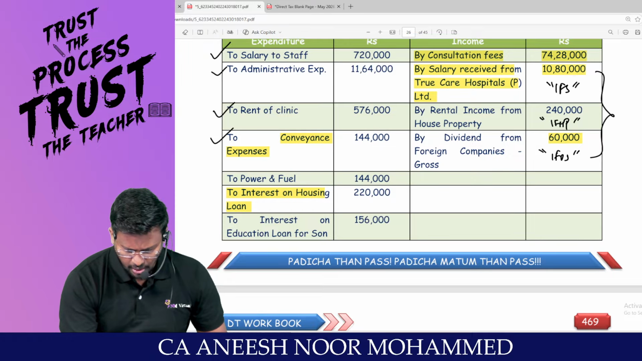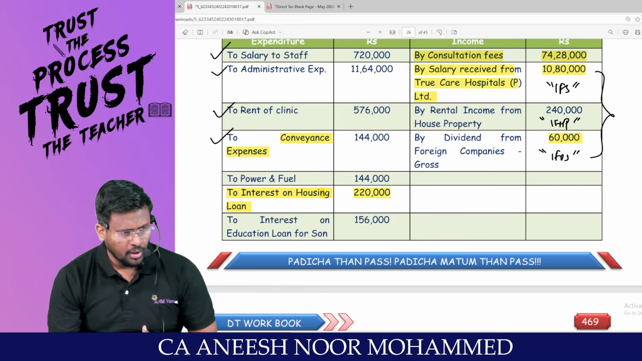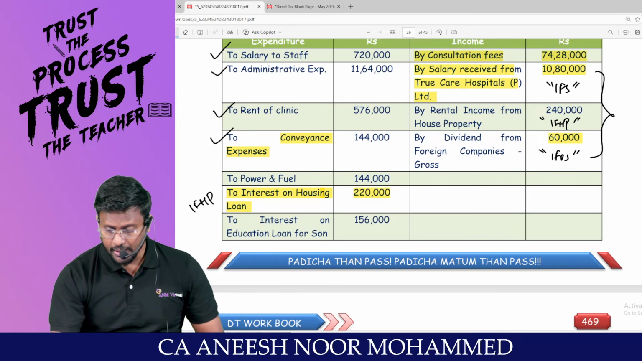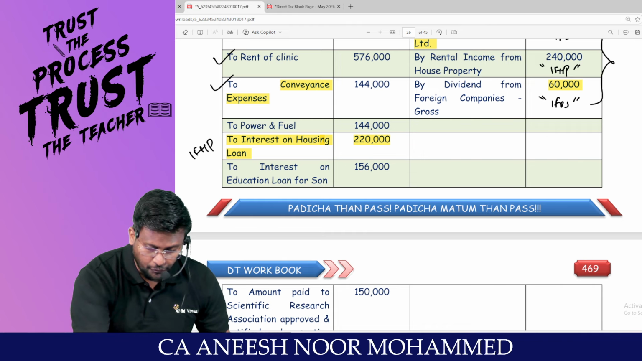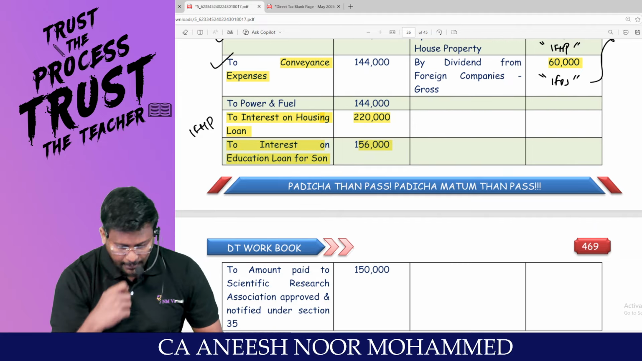Interest on housing loan should be added back because this is an item related to IFHP, an impurity for the PGBP. Interest on education loan for son, sir, that can be claimed as deduction under 80E.